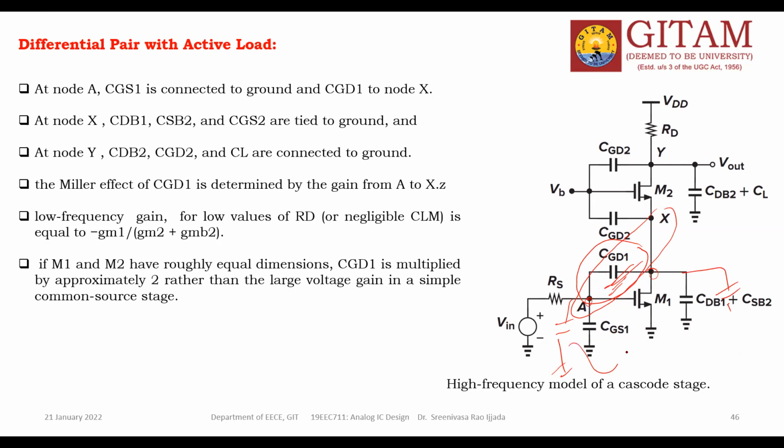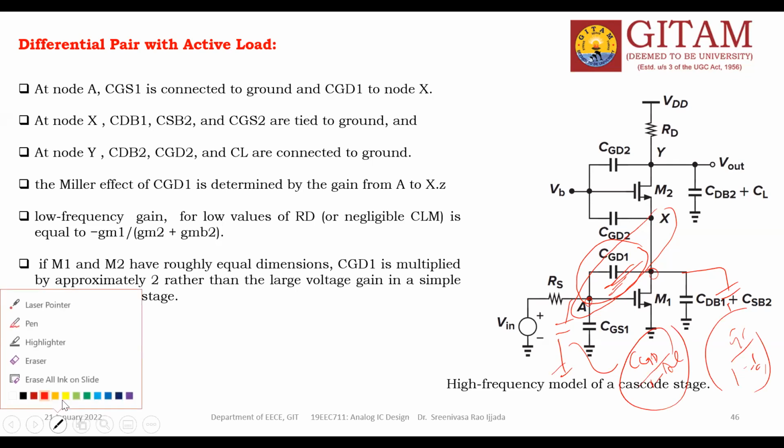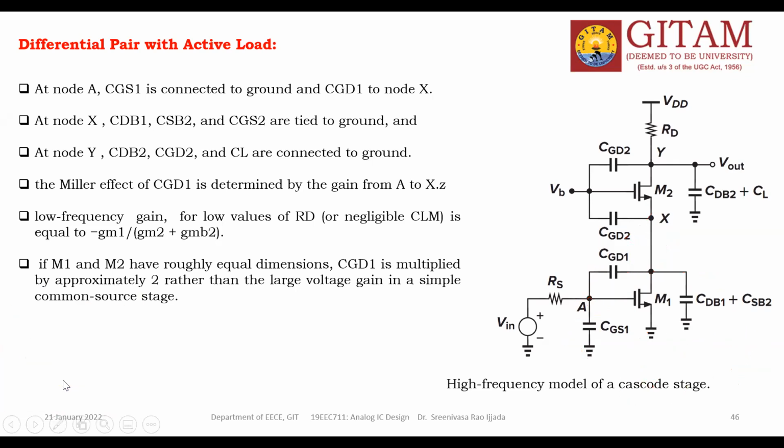This capacitance value is CGD by 1 minus AV, and this one is CGD by 1 minus 1 by AV. These are the formulas. Now the Miller effect of CGD1, gate to drain of M1, is determined by the gain from A to X.